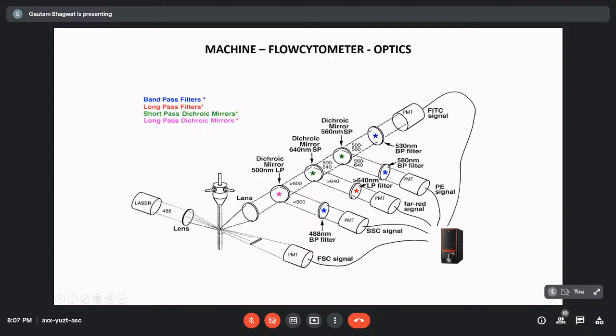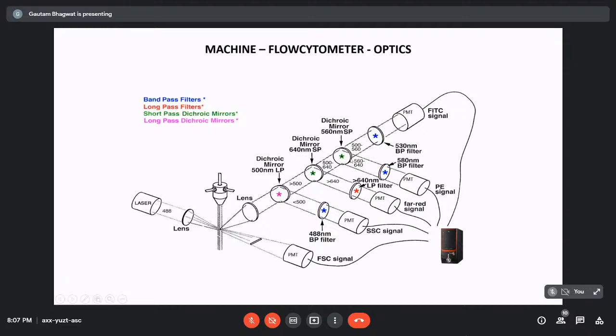Now this cell, with whatever antigens are present and the fluorochrome bound, will emit some kind of light, and as I said, it would be towards the right hand side. This will emit light definitely more than 488 nanometers. All those more than 500 will go over here. Here we have another mirror, 640 nanometer short pass. Short pass means it will allow all those less than 640, so 500 to 640 will pass through. The other will get reflected and go over here, and here we can detect the far red signal.